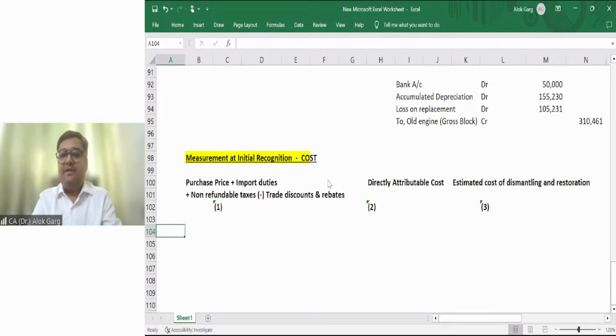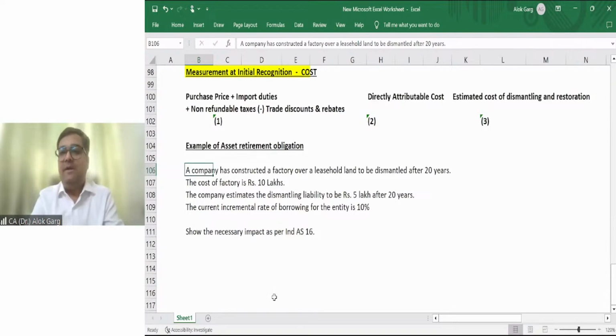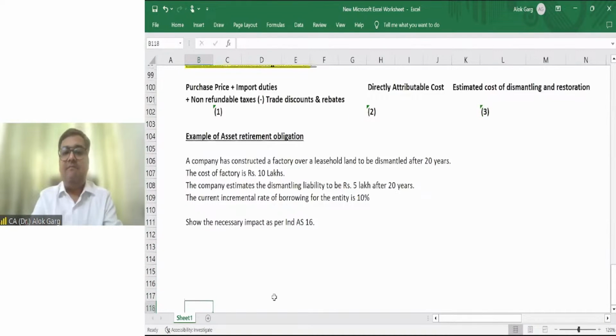Now let me tell you the estimated cost of dismantling and restoration. Let me give an example of asset retirement obligation, so that you will be able to understand this part. Company has constructed a factory over a leasehold land to be dismantled after 20 years. The cost of factory is rupees 10 lakhs. The company estimates the dismantling liability to be rupees 5 lakh after 20 years. The discount rate is 10%. You are required to show the necessary impact for Ind AS 16.